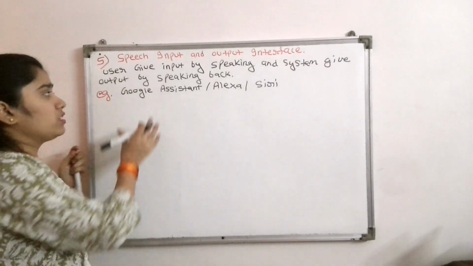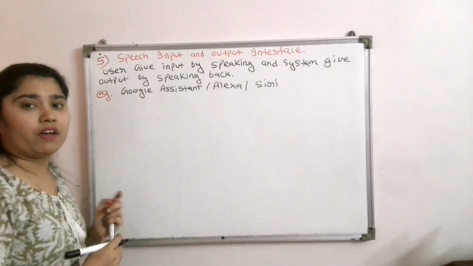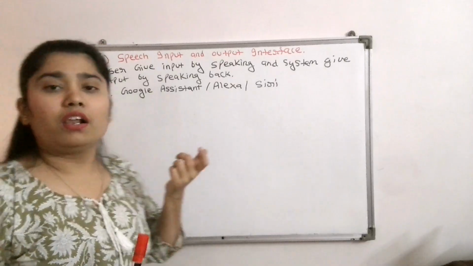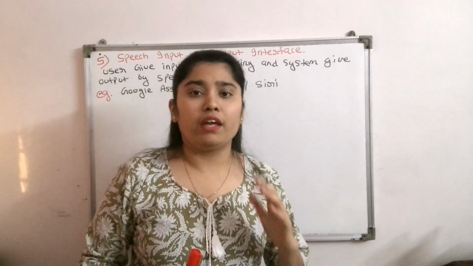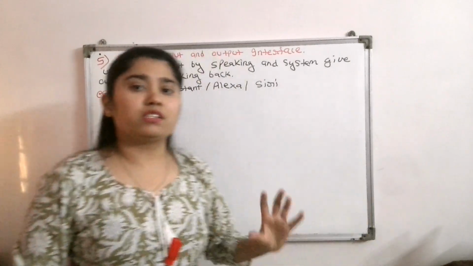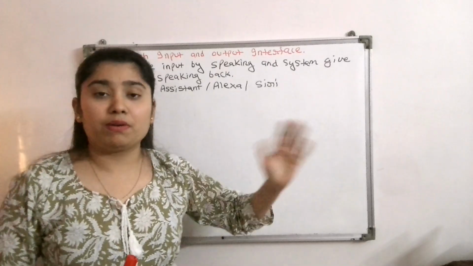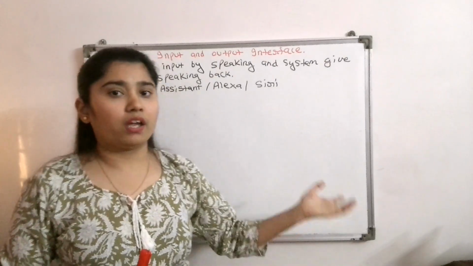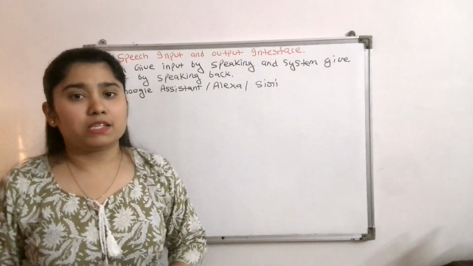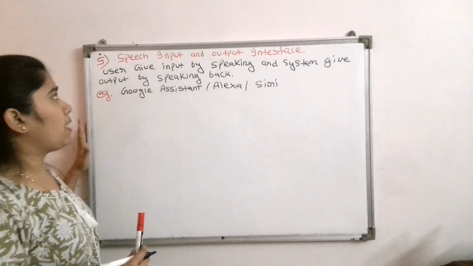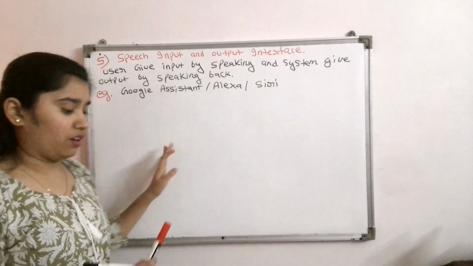Suppose we are using Google Assistant. When you use Google Assistant, you speak your query, whatever you want, then the system gives it to the database by converting it into text, and again it gives you the answer by speaking only. So this is the best example for the speech input and output interface.